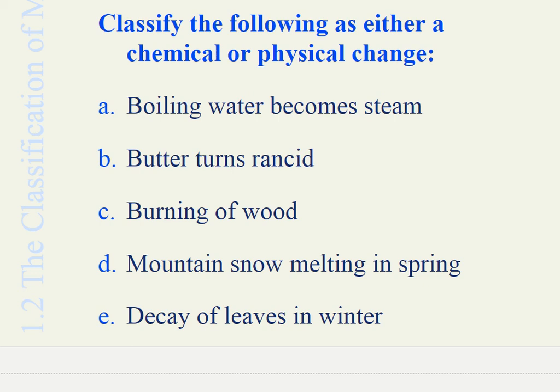That's a physical change. Snow, which is the solid form of water, turns into liquid water. And decay of leaves in winter. When leaves decay, they first turn into a different color, from green to red or orange or yellow, and then they turn brown and they decay. That's a chemical change.